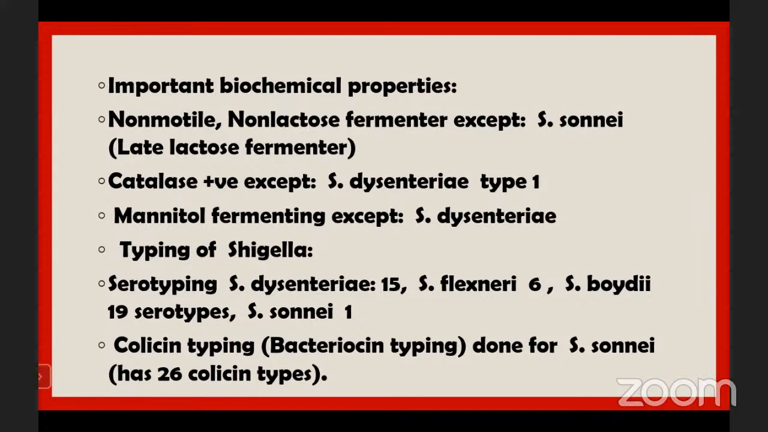Next is the typing of Shigella. Serotyping: Shigella dysenteriae 15, Shigella flexneri 6, Shigella boydii 19, Shigella sonnei 1. Next is colicin typing, otherwise known as bacteriocin typing, which is done for Shigella sonnei, which has 26 colicin types.